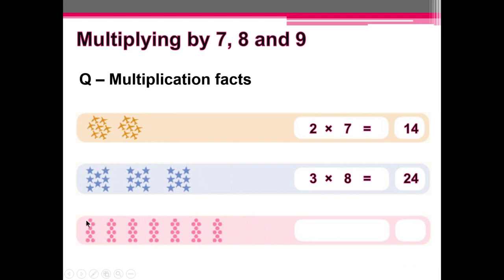Can we count dots? Yes. Let's begin. 1, 2, 3, 4, 5, 6, 7, 8, 9. We have 9 dots in one group. Let's see how many groups we have. 1, 2, 3, 4, 5, 6, 7. We have 7 groups. So, 7 multiplied by 9 is equal to, come on tell me. Yes, 63. Very good.